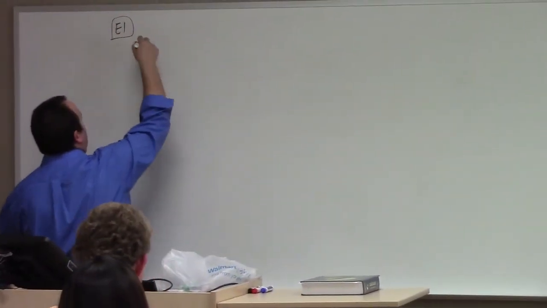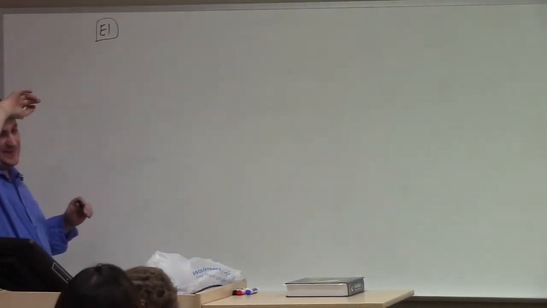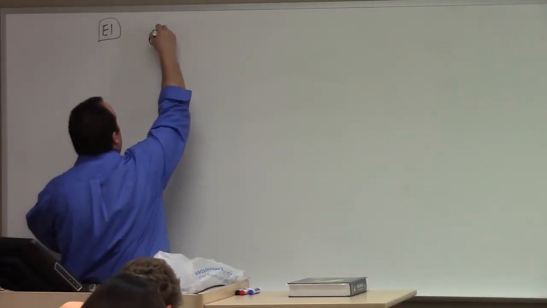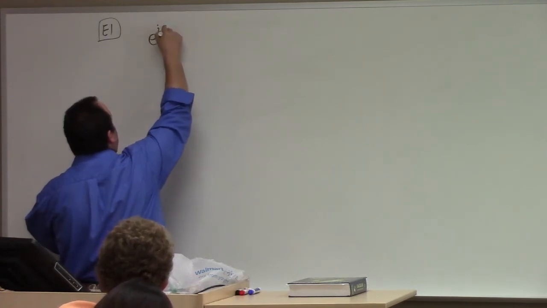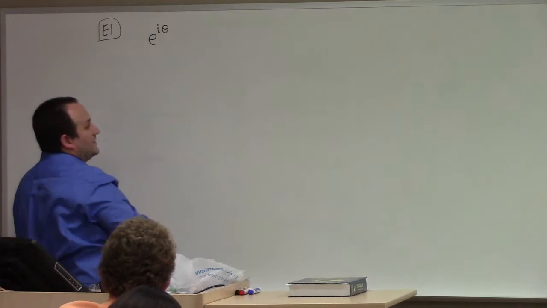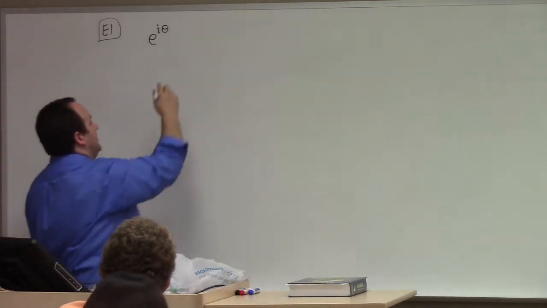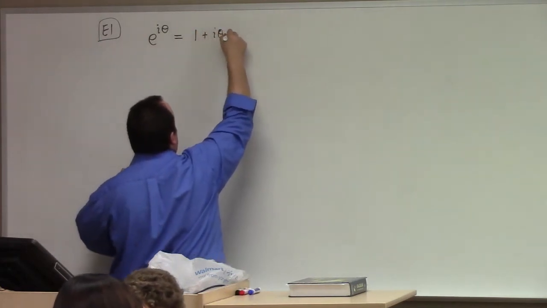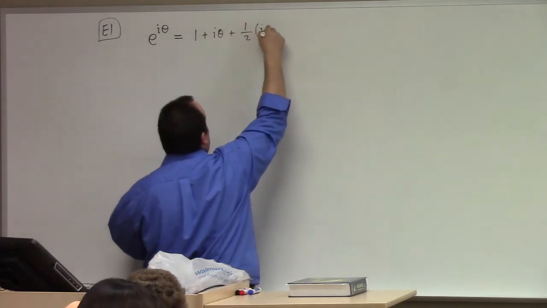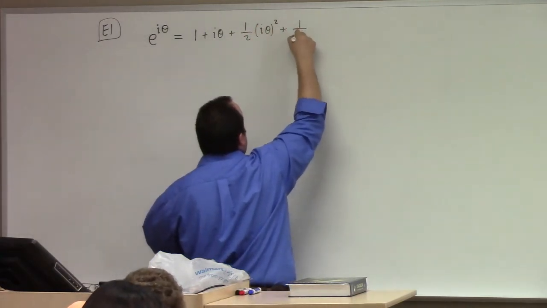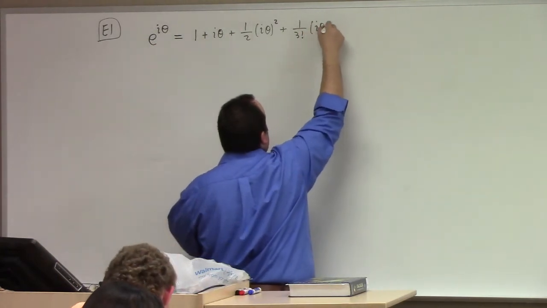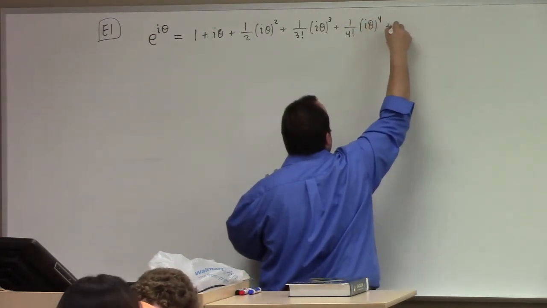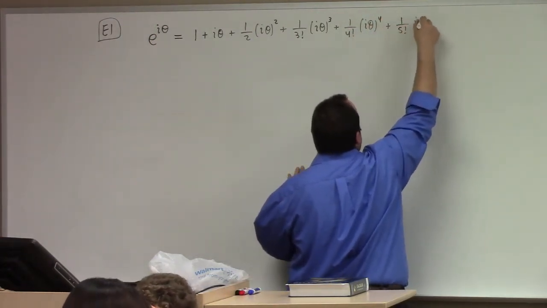Example. You have a problem in your homework which is kind of like this, but not quite this. An interesting calculation to do is to calculate e to the i theta, right? If you just understand it to mean the power series, this is 1 plus i theta plus 1/2 i theta squared, 1 over 3 factorial i theta cubed, 1 over 4 factorial i theta to the 4th, plus 1 over 5 factorial i theta to the 5th. Okay, that's enough.